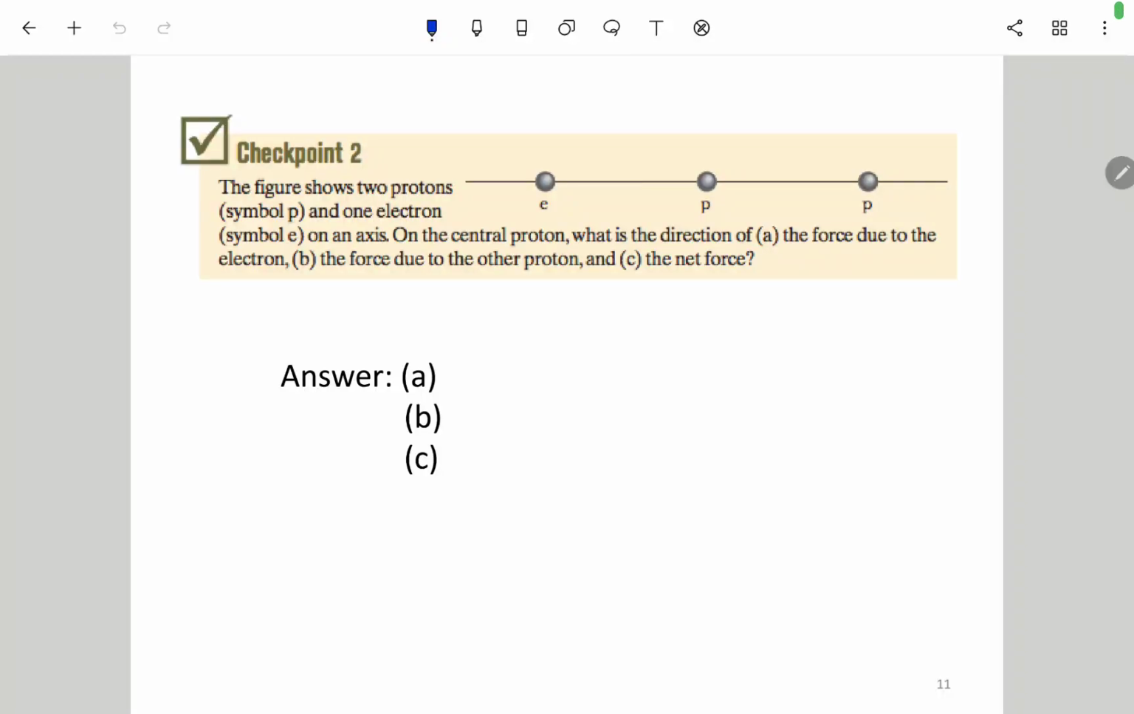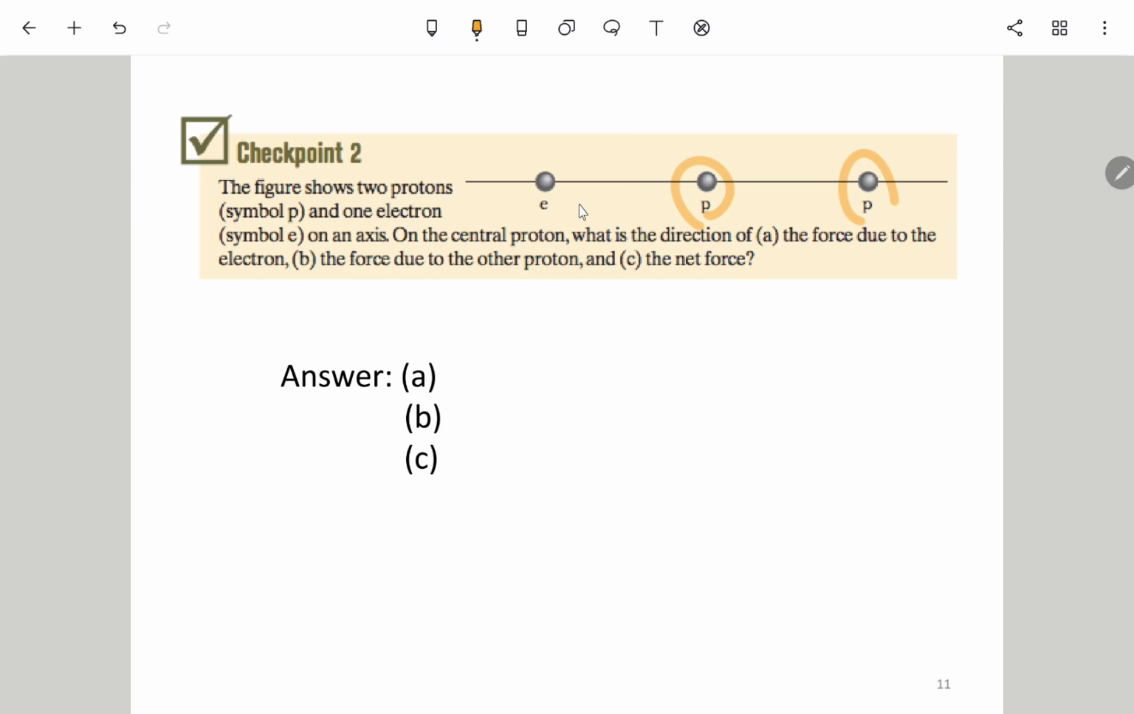Here we have a quick checkpoint to let you have a warm up for your brain. So here it says the figure. This figure shows two protons, symbol P. Okay, so this one and this one are protons, and then one electron on the left side.